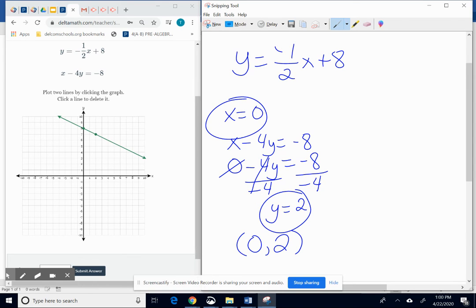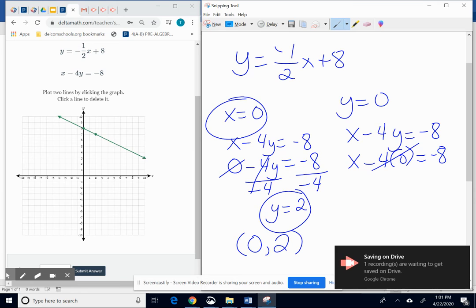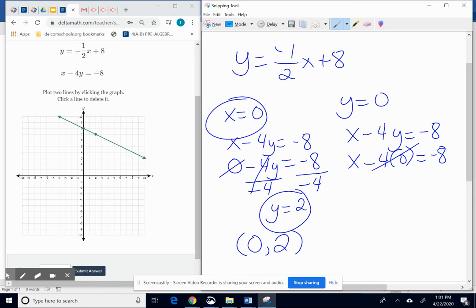Now I'm going to take that same equation, but I'm going to replace y with 0. I'm going to write it down one more time, but replace my y with 0 and keep my x there. So I have x minus 4 times 0 equals negative 8. I'm just going to think of this 4 times 0 as being 0 and ignore it. So I'm left with x on the left and negative 8 on the right. So I know that x equals negative 8.